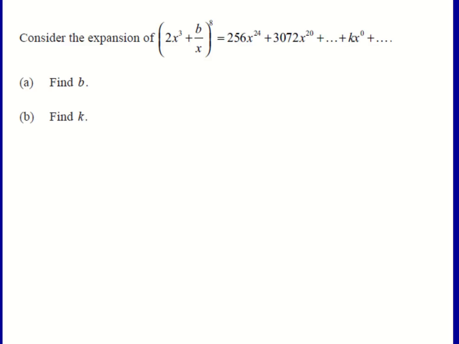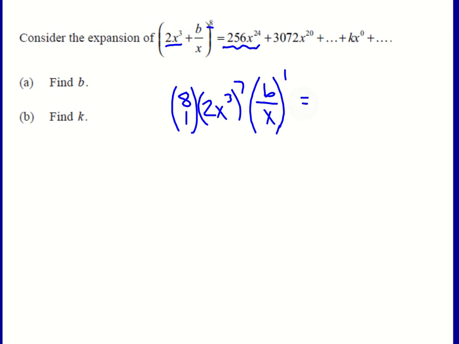Just this last example, this is from an IB test problem for IB analysis and approaches. And it's using the binomial theorem to look at finding b and finding k, and it gives you part of an expansion. So in order to do this problem, we can look at different components of it for each piece. If I start to break this down, I can say, well, I know this term would be the 2x cubed to the 8th power, and so that doesn't really tell me anything. But the second term would be 8 choose 1 times 2x cubed to the 7th power times b over x to the 1st power. And so we know that that has to equal 3,072 x to the 20th. I can use that to solve for b.